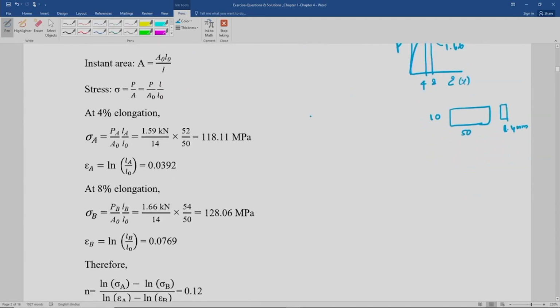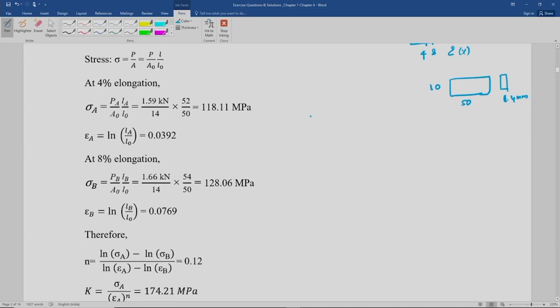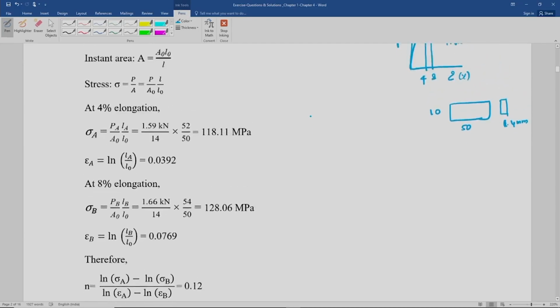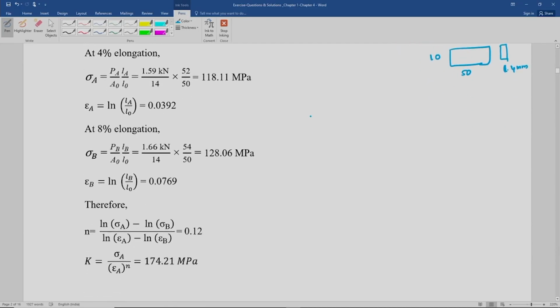So how will you proceed actually? Let us go ahead with N. Okay. How do you calculate N? So N, as we discussed in the last class, is obtained when you draw a graph between ln of sigma and ln of epsilon. You have a load displacement graph, you have an engineering stress strain graph, and then a true stress strain graph. From this you get ln of sigma, ln of epsilon. So you can directly get this, and then you can get this, right?